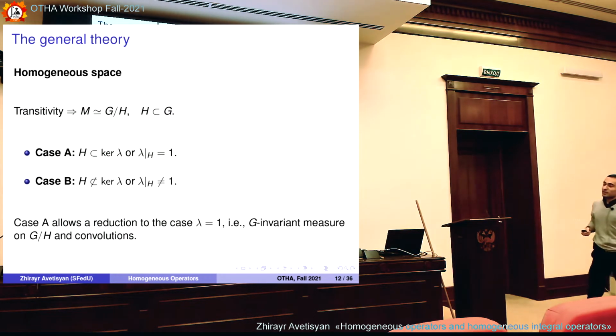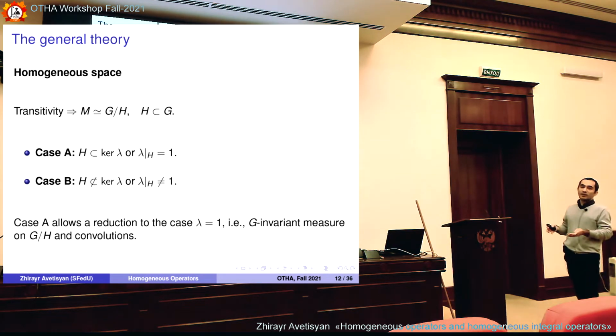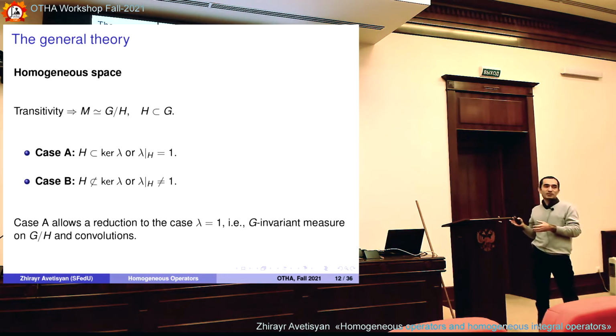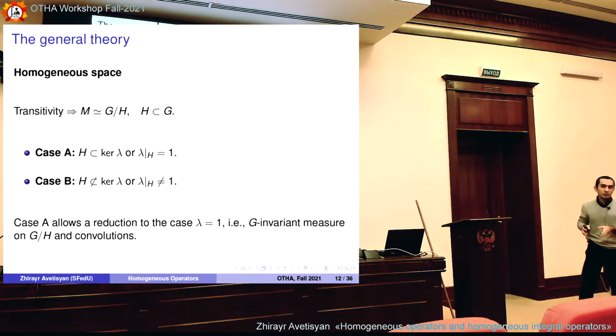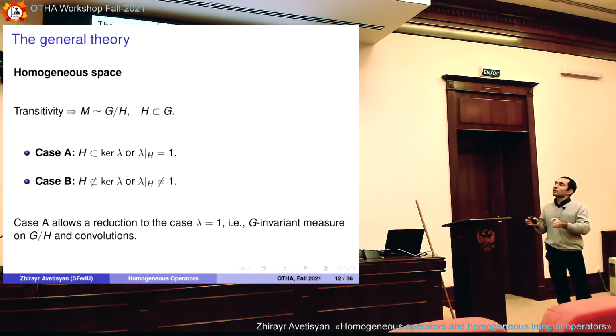So now the transitivity, the assumed transitivity of the action of G on M allows us to identify M with the homogeneous space, the coset space G by H with a certain stabilizer subgroup H. And here we are at a junction. All that we're going to say from now on is going to be different between two cases.